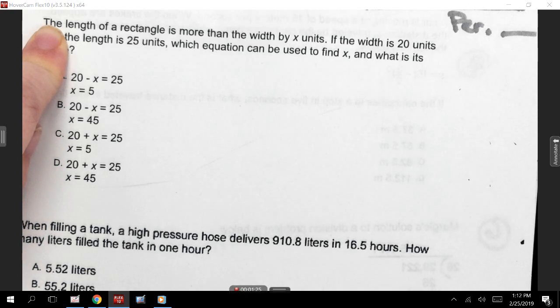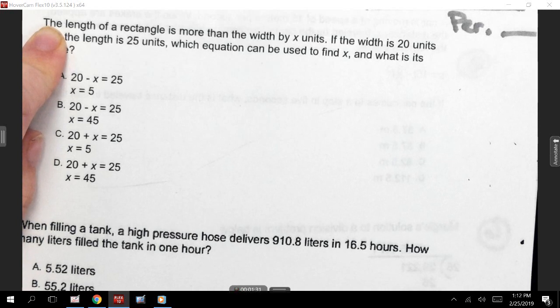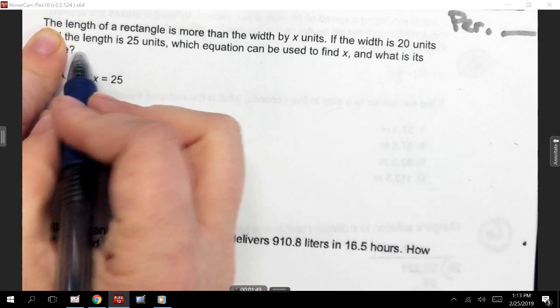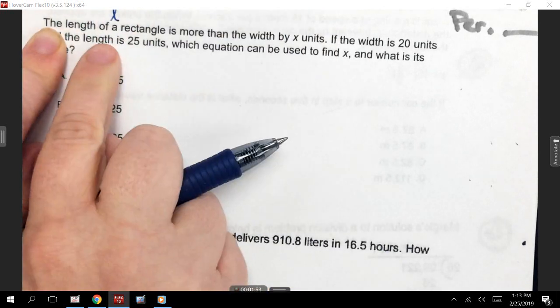Okay, the length of a rectangle is. How could I rewrite that? Chase? I just want you to tell me what does that mean mathematically or algebraically? Addison? What could I replace that with? An L. The length of a rectangle. For the length of a rectangle, we use L.